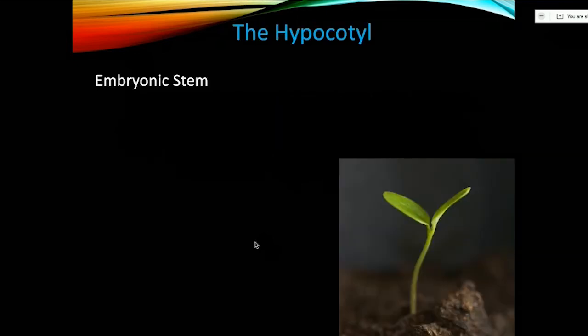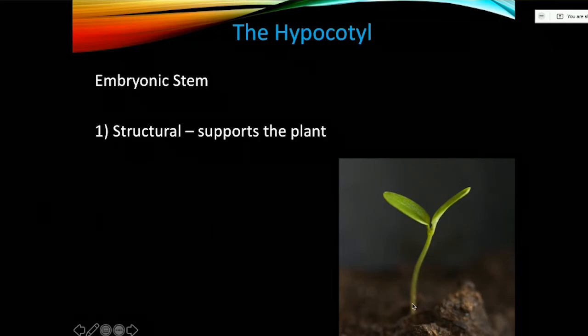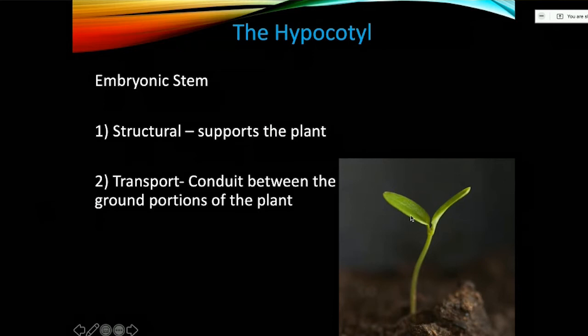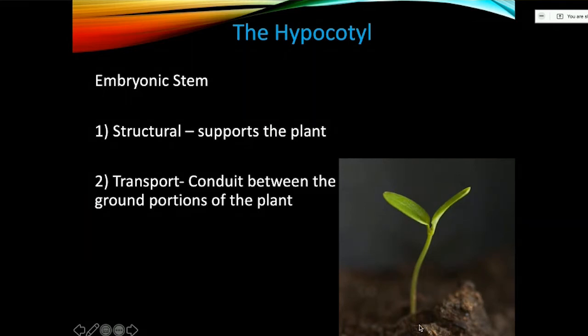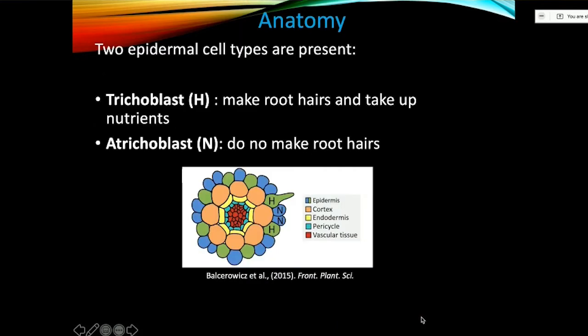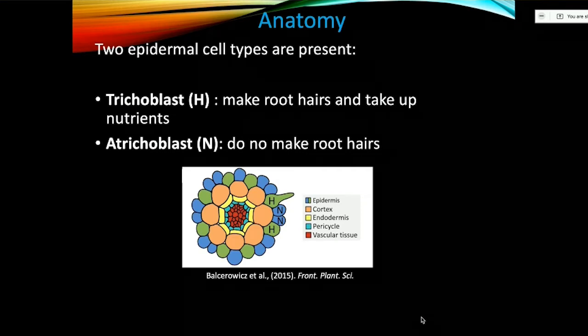So to address this, we looked at the plant hypocotyl, which is the embryonic stem. And this serves two functions. One is to support the plant, and this is it right down here. So it's supporting the above ground part of the plant, and it also is involved in transport because it's the conduit between the above ground part of the plant and the below ground part of the plant. So you have water coming up here and, say, photosynthate going down there. So two functions here.